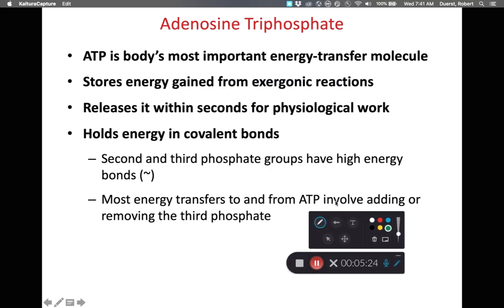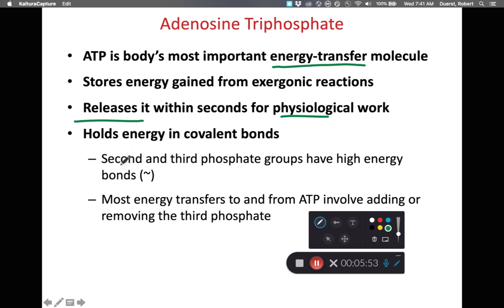As we look at this ATP, we use it again for energy transfer. So we take energy that we gain from the exergonic reactions. When we think of exergonic reactions, these are reactions that are going to give off energy. And then it will release that energy for physiological work, whatever we need to do in our body, maybe moving a molecule against its concentration gradient, or perhaps we need to build a larger, more complicated molecule.